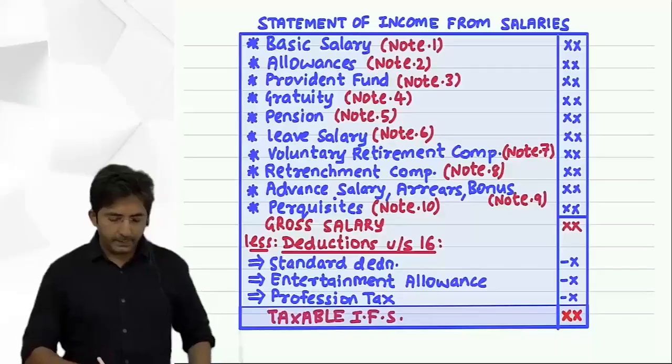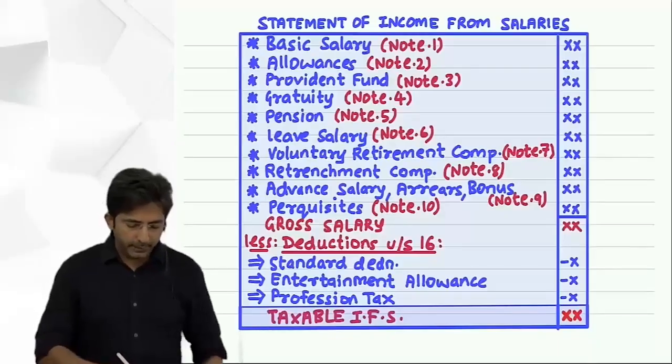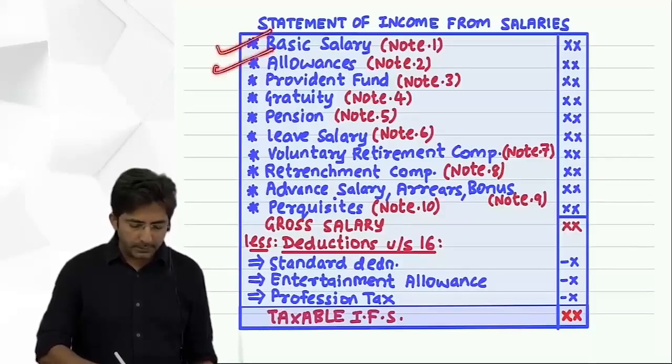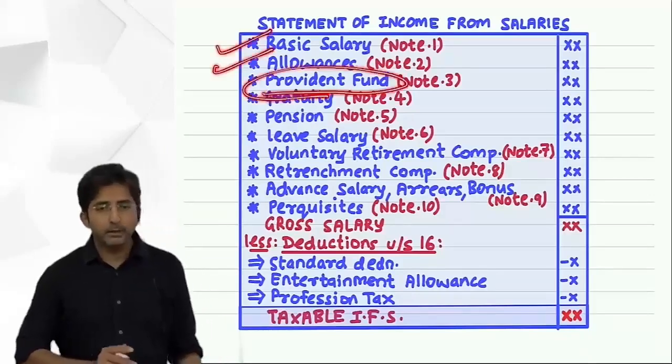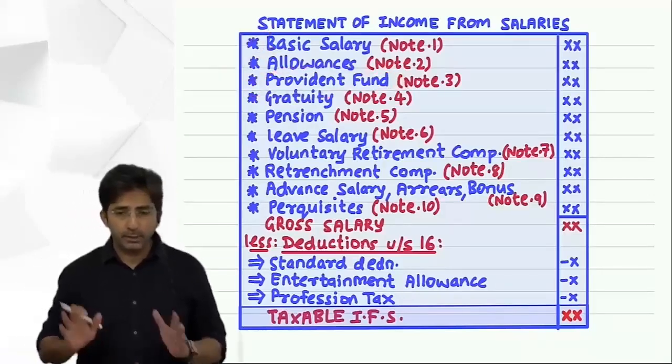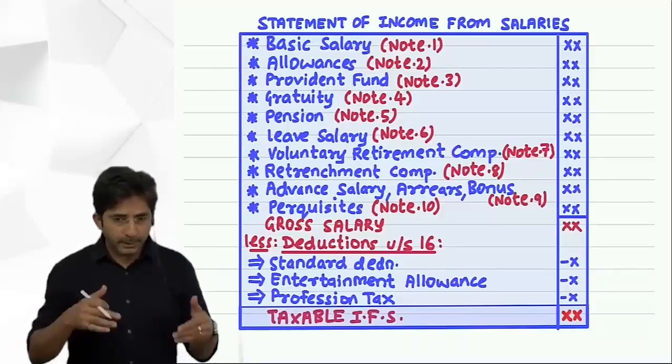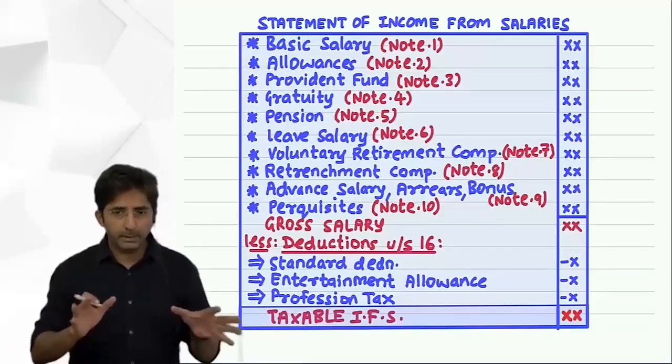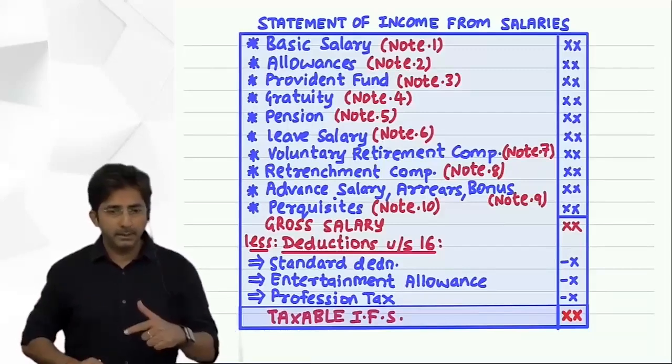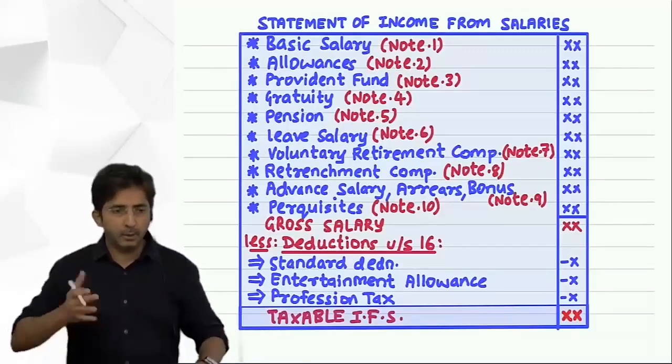Okay, see, in income from salaries, we did basic salary and allowances and we have just started with Provident Fund. Now see, in Provident Fund, as I said, we have to study three things. First, the meaning of Provident Fund, means the concept of Provident Fund, then types. After that, we have to study taxable or exempt.